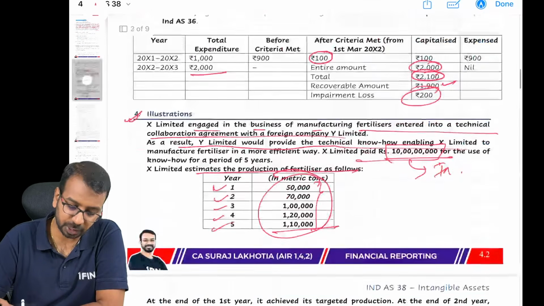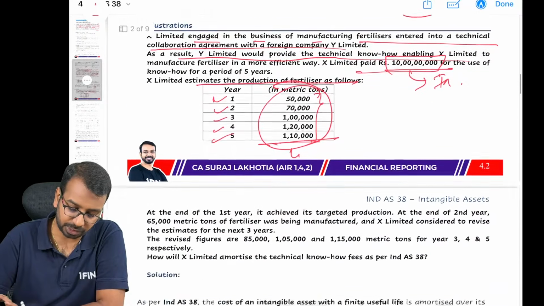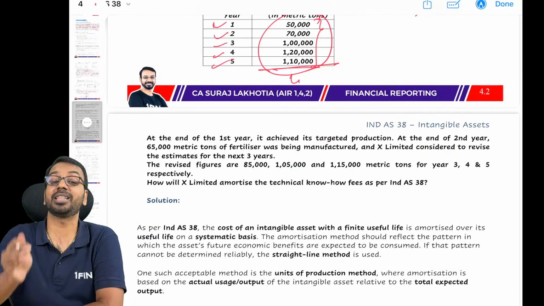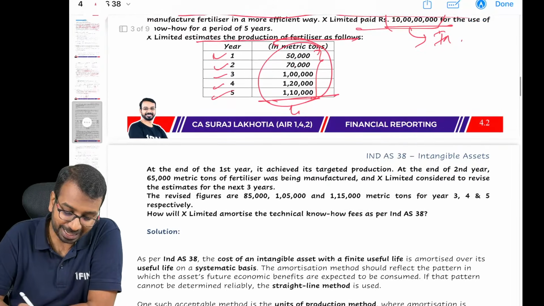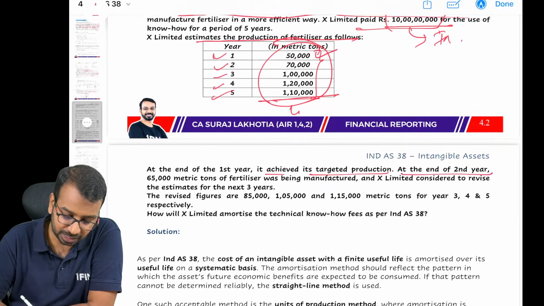Total is 450 initially. So considering 450, you will do the amortization. Now comes the point where there is a change in estimate. At the end of first year, it achieved its target production. Okay, no problem. At the end of second year, 65,000 metric tons of fertilizer was manufactured, and they considered revising the estimate as 85, 105, 115.